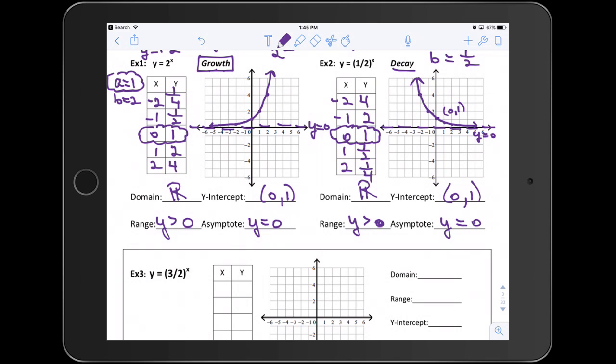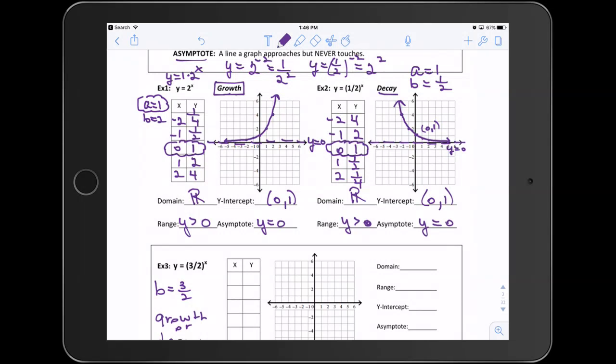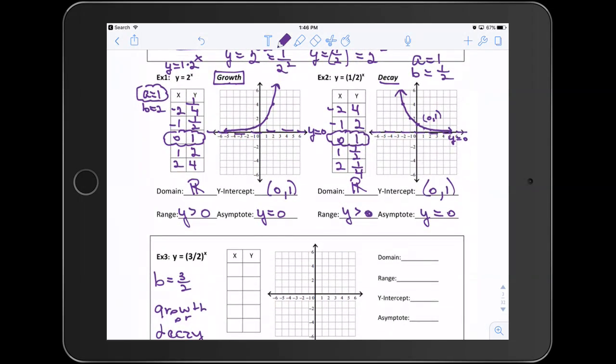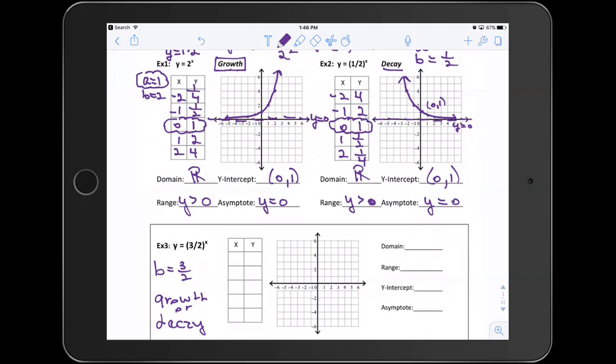So kind of easy peasy once you get going here. If you look, this example 3 is very, very similar. Notice the b value. The b value is 3/2, so you're going to decide whether it's a growth or decay. So write that here, growth or decay. Pick which one, and then from there, graph it and state the domain, range, y-intercept, and asymptote. So it should look generally like example 1 or example 2. It's either going to look like a growth, where it grows over time, or it decays over time.